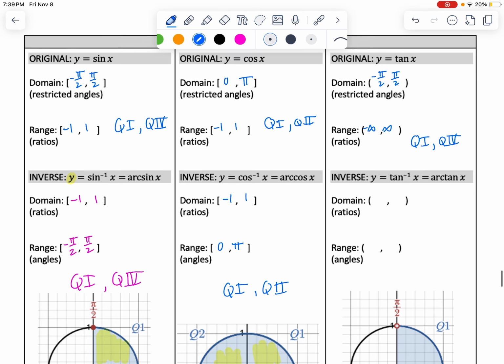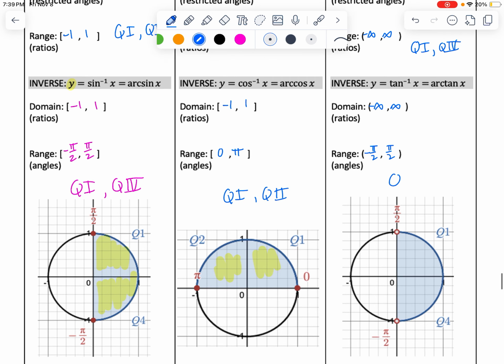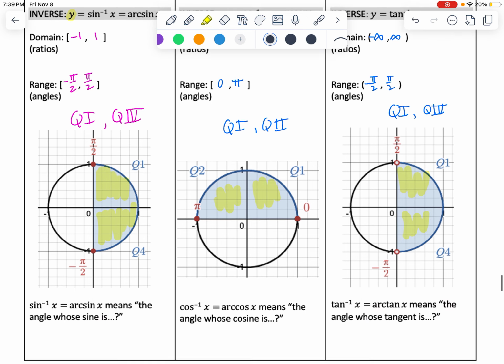Okay, the domain for my inverse tangent function is negative infinity to infinity, and my range is from a negative pi over 2 to a positive pi over 2. And again, very similar to my sine function, we're talking about quadrant 1 and quadrant 4. Okay, so the only odd one out would be my cosine function, where we're evaluating quadrant 1 and quadrant 2. Right, and that's it.